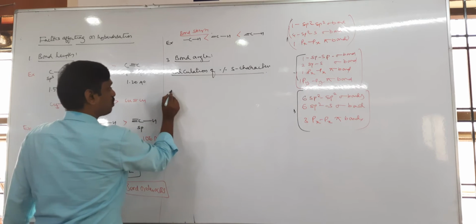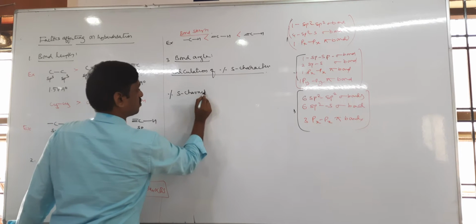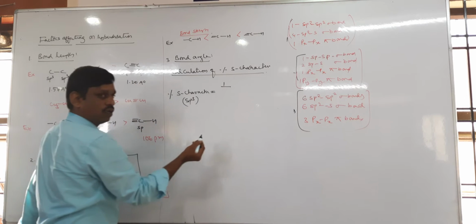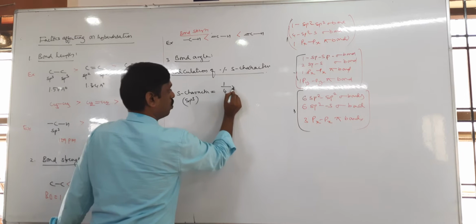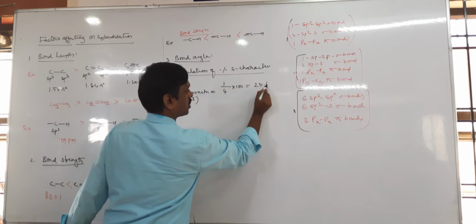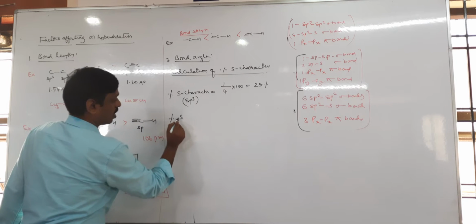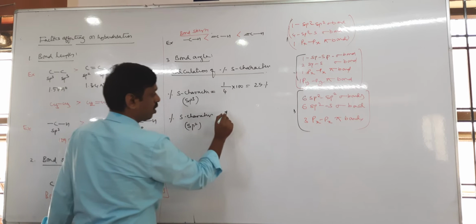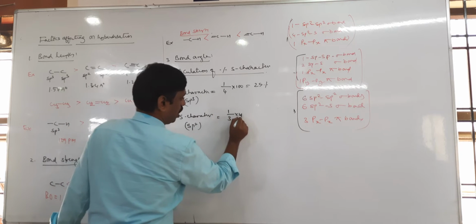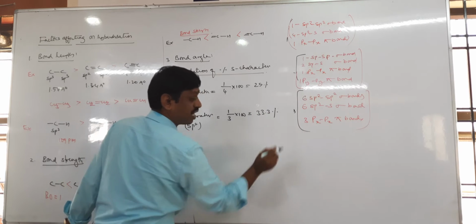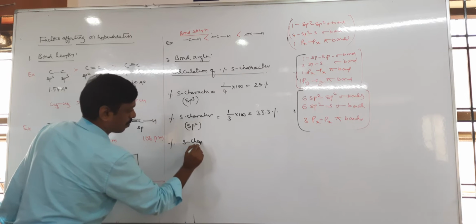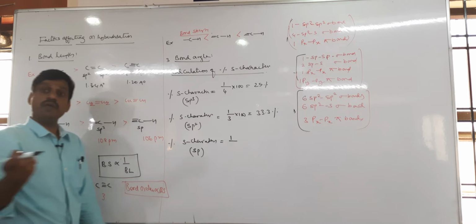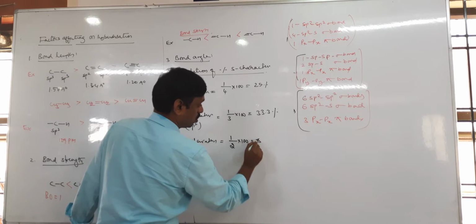Now let us see what is the percentage of S character in sp3. In sp3, the number of s orbitals is 1. Total orbitals are 1s 3p, so 1 by 4 into 100 equals 25% S character. Next, what is the S character in sp2 orbital? The number of s orbitals is 1. Total orbitals are 1 plus 2, 3, so 1 by 3 into 100, approximately 33.33% S character. Next, percentage of S character in sp hybrid orbital. There is 1s orbital. Total orbitals are 1s, 1p, that is 2, so 1 by 2 into 100 equals 50%.